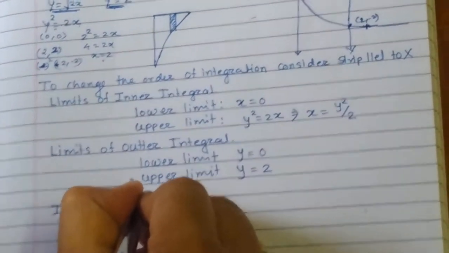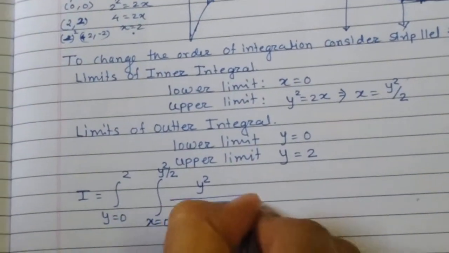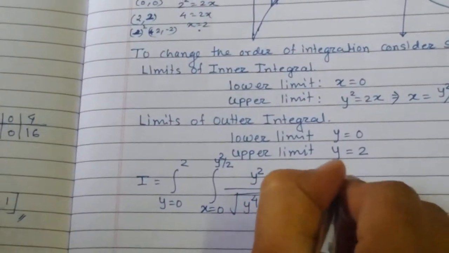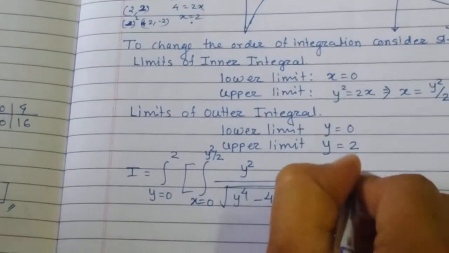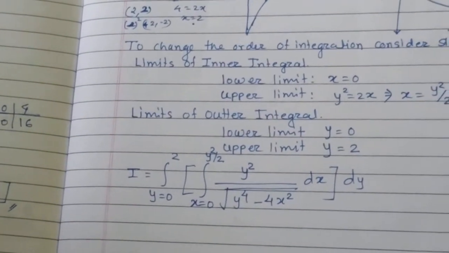to y square upon 2, y square divided by square root of y raised to 4 minus 4x square dx first, and then integration with respect to y. I hope this is now clear to everyone.